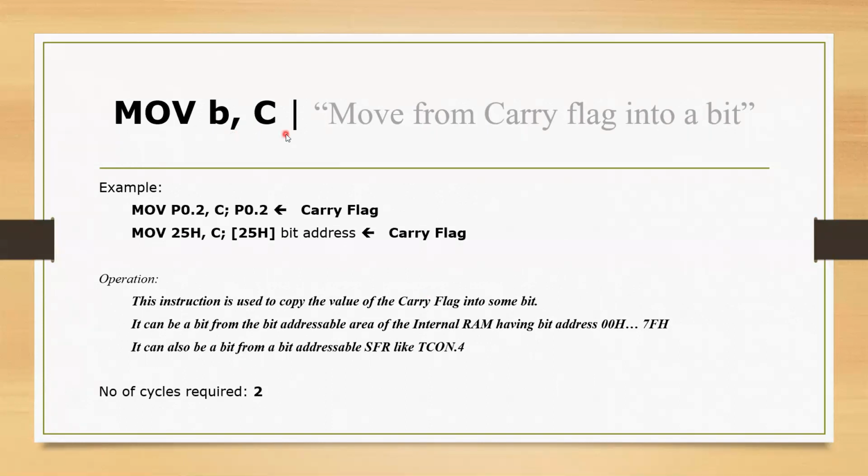MOV B, C: move from the carry flag into a bit. Here the bit location is the destination and the carry flag is the source. For example, MOV P0.2, C: P0.2 will get the value from the carry flag. The first one is the destination, the second one is the source. Here you can see MOV 25 hex, C: 25 hex is the bit addressable location, and it gets the value from the carry flag. So from the carry flag we are copying to the RAM location.